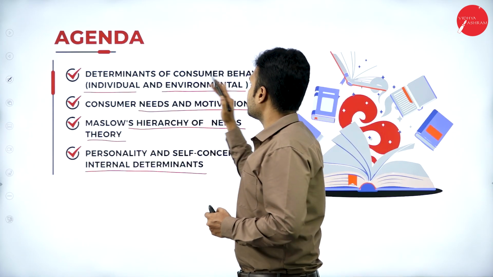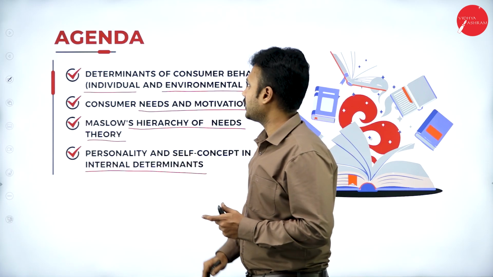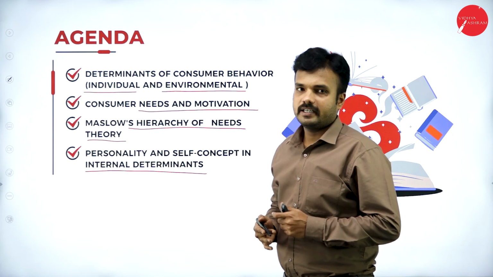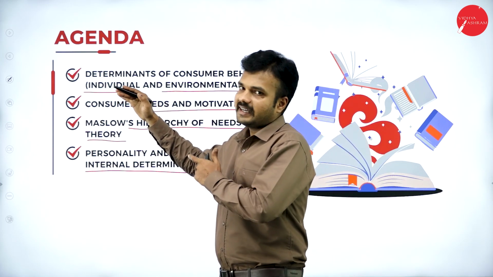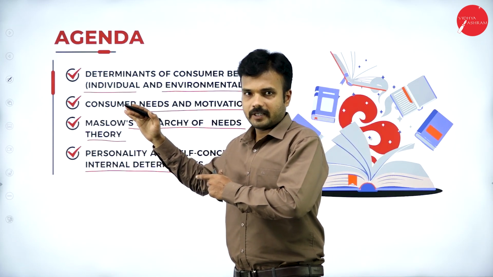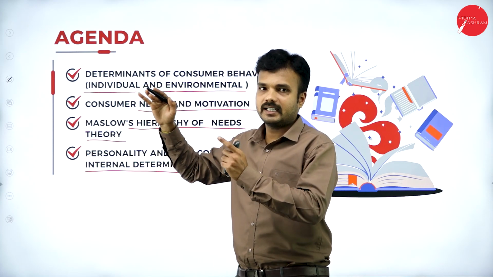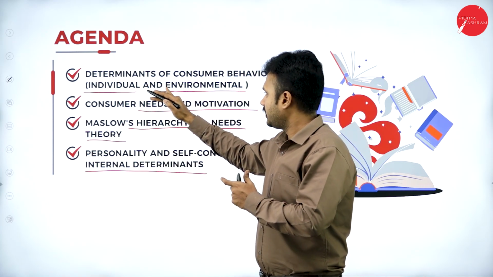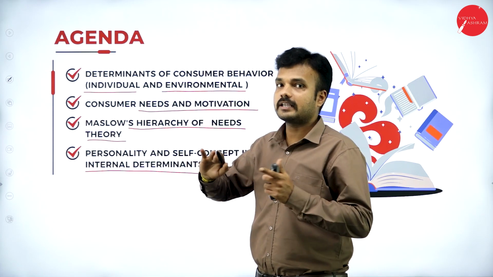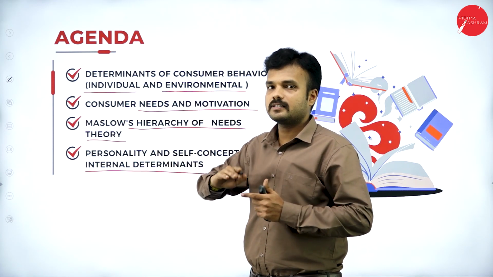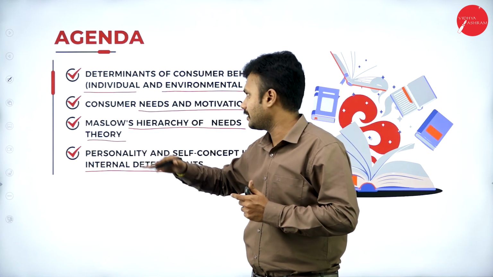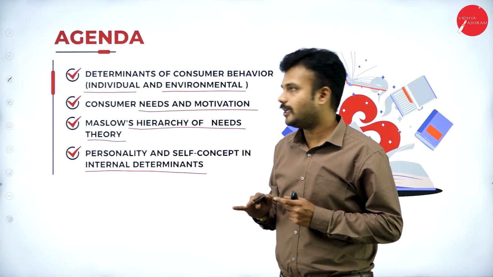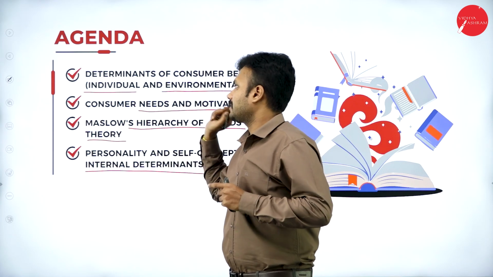The determinants of consumer behavior are classified into two categories: individual determinants and environmental determinants. Individual determinants are the internal factors of consumer behavior, which happen inside a particular individual consumer. Environmental determinants are the external factors that influence the consumer to make a purchase decision. These are the internal factors and these are the external factors. We are going through both.